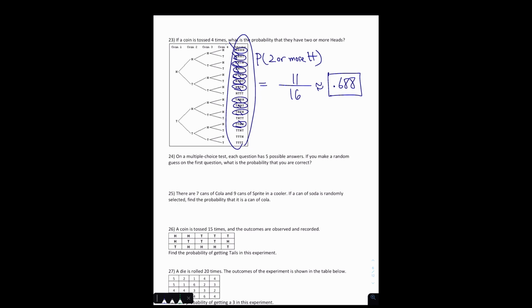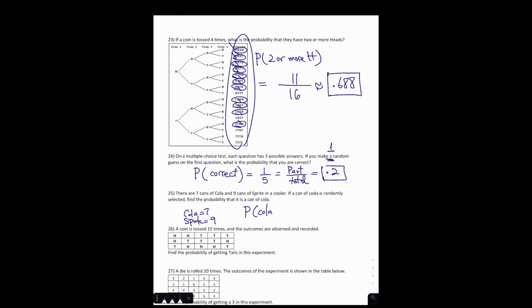24 says, on a multiple choice test, there are 5 possible answers. So the total number of possibilities is 5. If you make a random guess, that means one guess of those 5 questions, what's the probability that you're correct? Well, this is a pretty simple exercise. Think about it conceptually. You're just making 1 out of 5 guesses, 1 out of 5 choices. So the chances that you guess that right is 1 out of 5. Part divide by total. Now 1/5, and you divide 1 by 5, you just get 0.2. And that's the answer for that.